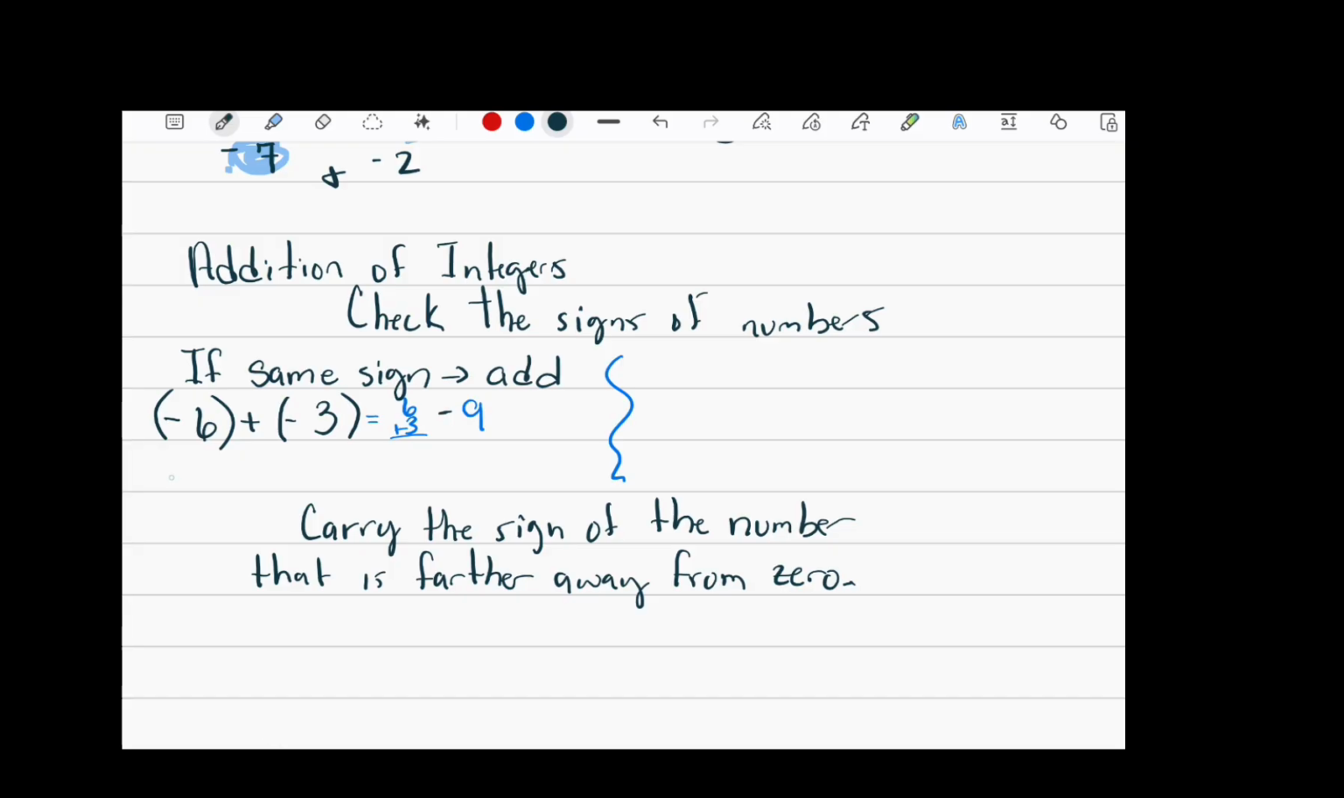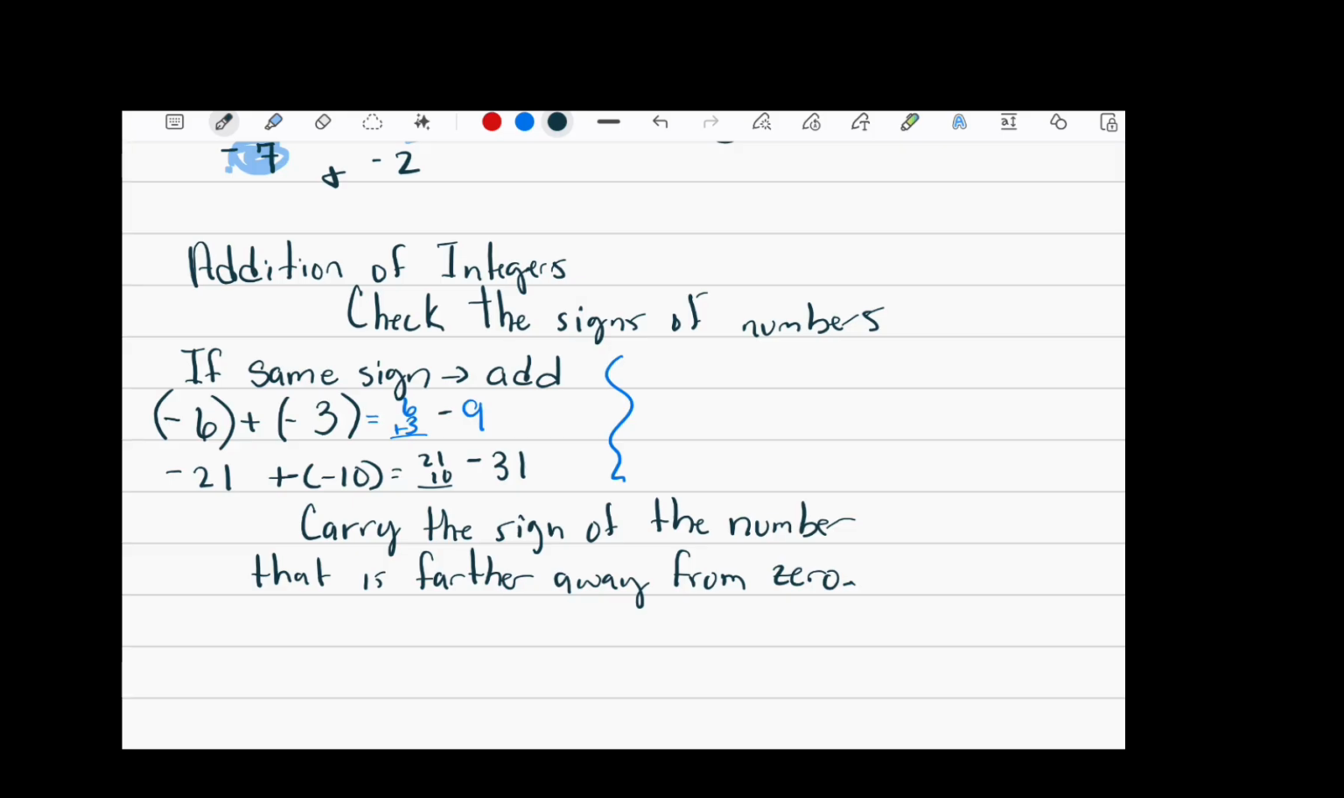Let's do it again. If you had a problem that says negative 21 plus negative 10. First off, we know the operation is addition. We look at the signs on the numbers. Are they the same or different? Same. So we just add regular, 21 and 10. We get 31. But then you carry the sign of the number that's farther away from 0. Which one of these is farther away from 0? So you carry his sign.